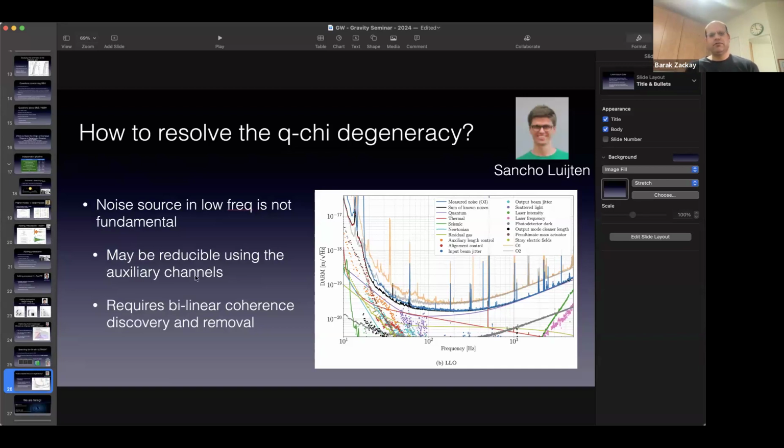And it could very well be that an analysis that is beyond linear subtraction, which the LIGO collaboration already does, could actually improve the sensitivity at low frequency. And if you could really improve the sensitivity at low frequency, you would resolve many of the degeneracies, the chi-Q, the precession, everything. And a student of mine, Sancho, will work on this.